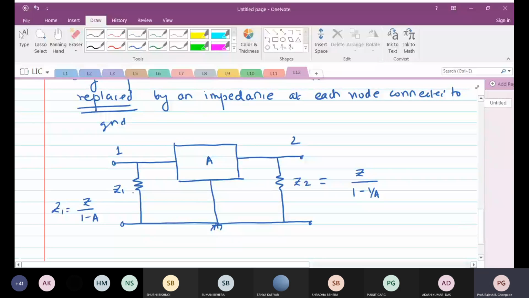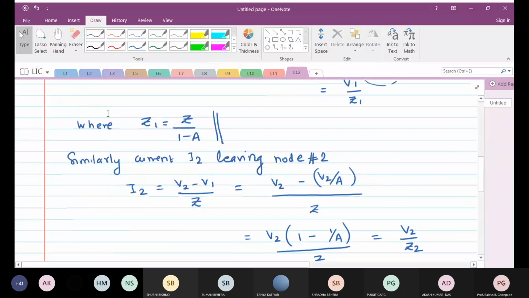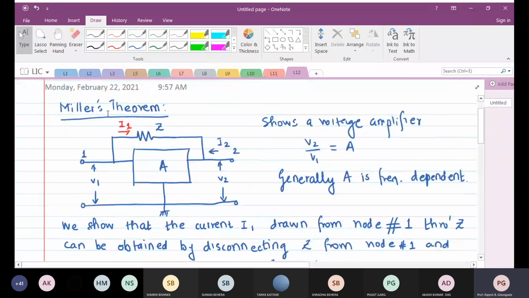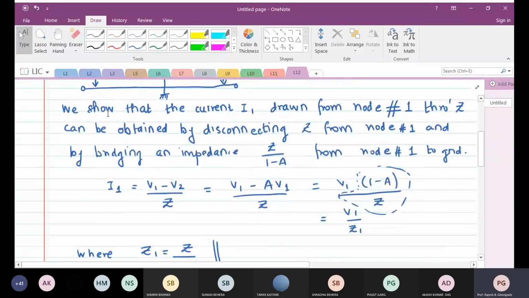Okay. So it gives you a very nice way of resolving the impedance connected between input and output. You can break it down into impedance which is connected at input and impedance which is connected at the output. This is going to be a very, very useful theorem. Okay. So please remember this theorem quite well.